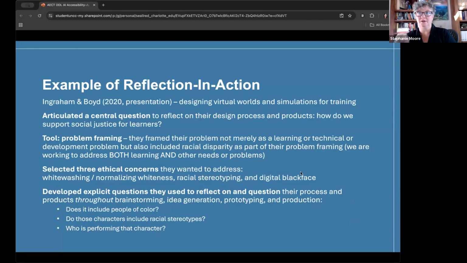So the point of these examples from Litz and her team and Ingram and Boyd is that in order to tend to these things, we want to be very intentional and very explicit. And we can create these reflection and action loops that we integrate into our design process. So, of course, related to accessibility and inclusive design, we can very much do the same thing.